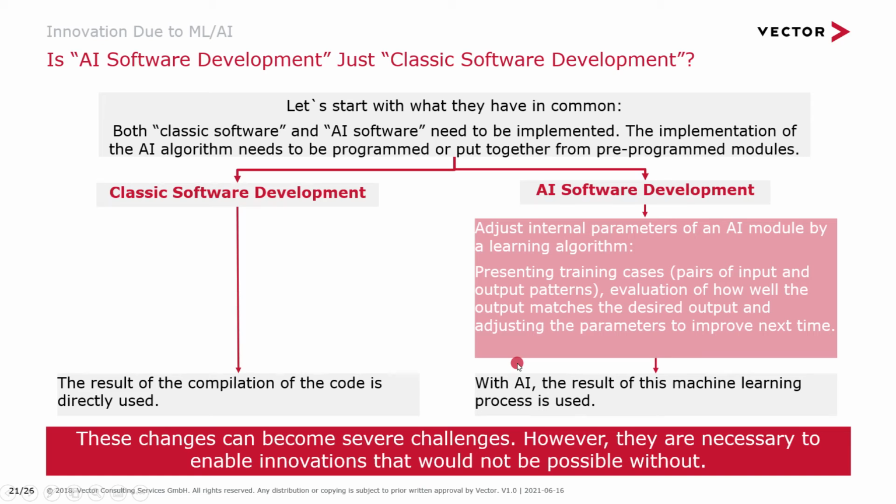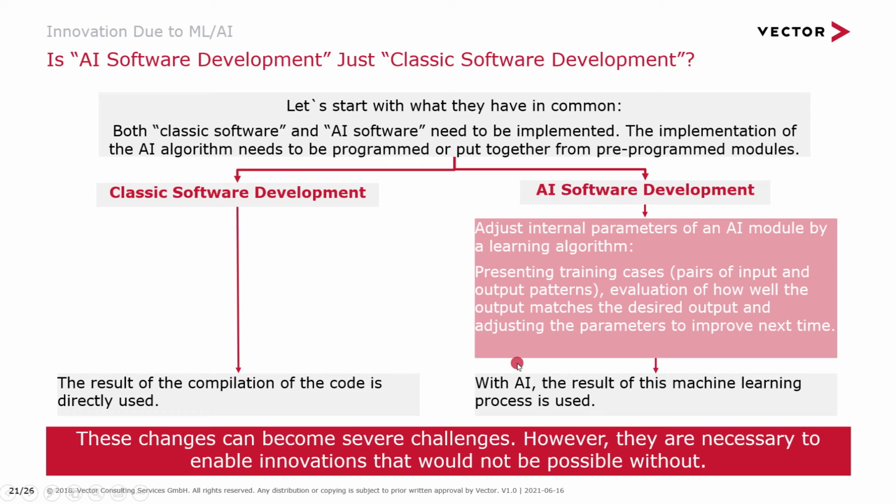For AI software development, you then take this result of this compilation and apply this learning algorithm. You take training examples and you repeat until these internal parameters have been adjusted by this learning algorithm. And with AI, the result of this machine learning process is used. It sounds like a small difference, but in fact, it's a new philosophy. It's not defining a function, it's defining a learning algorithm based on training data.